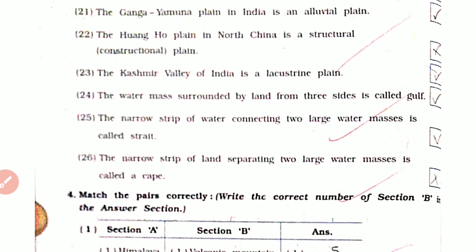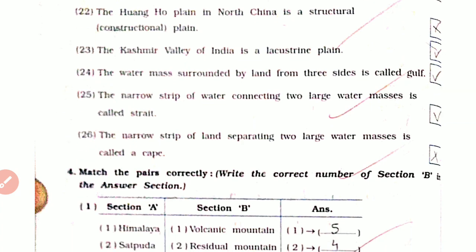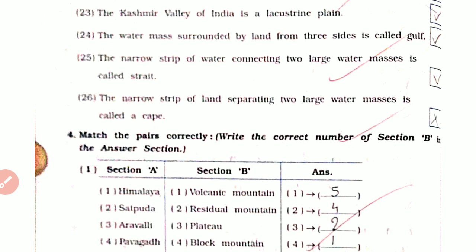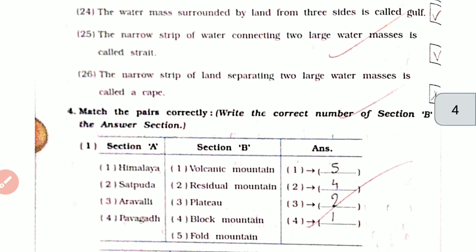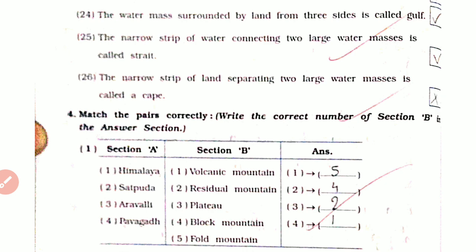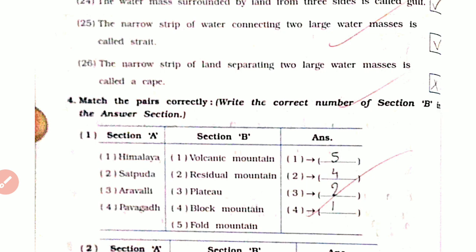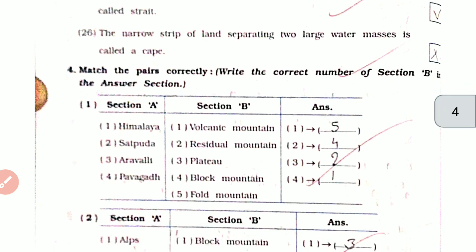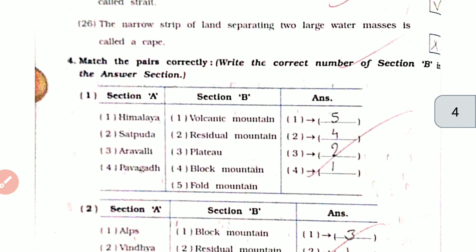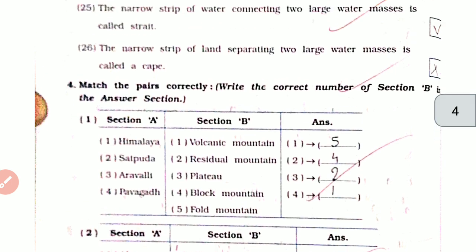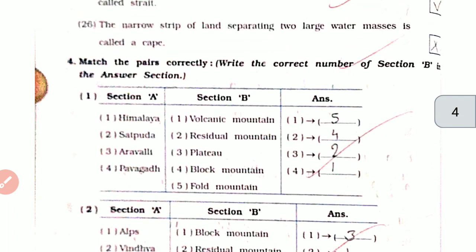21 number, the Ganga Yamuna plain in India is an alluvial plain, true. 22 number, the Huang Ho plain in North China is a constructional plain, false. 23 number, the Kashmir Valley of India is a lacustrine plain, true. 24 number, the water mass surrounded by land from three sides is called Gulf, true. 25 number, the narrow strip of water connecting two large water masses is called strait, true. 26 number, the narrow strip of land separating two large water masses is called a cape, false.